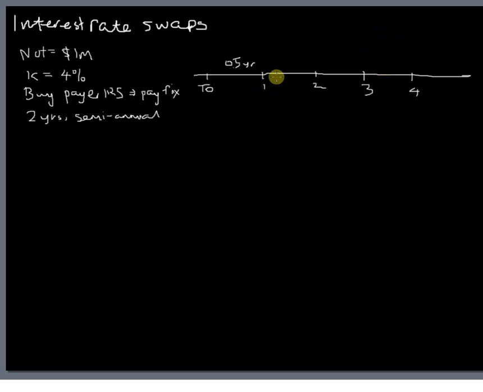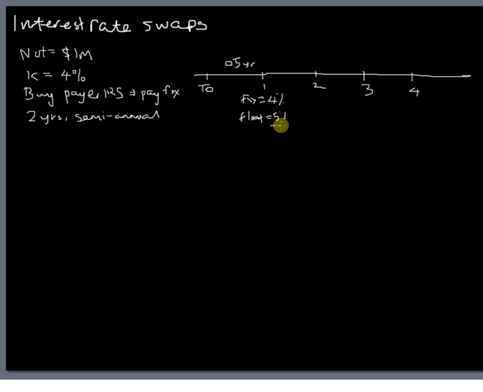Let's go through the mechanics of the IRS. At period 1, assume that we agreed upon the IRS some time ago, and we have just paid a coupon at T0. So basically at period 1, we know the fixed rate that we need to pay, which is 4%. And we also know the float, because the floating rate of an IRS is always based on the amount observed at the beginning of the period. Assuming that this is 5%.